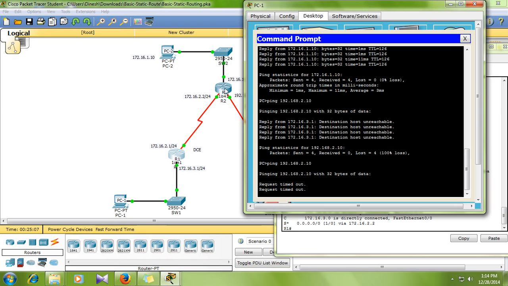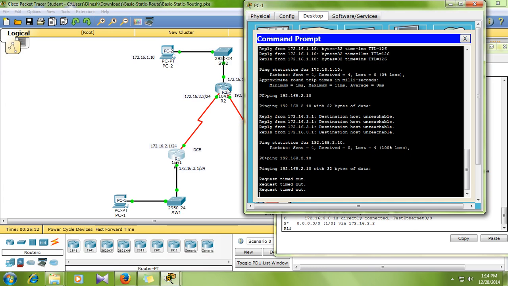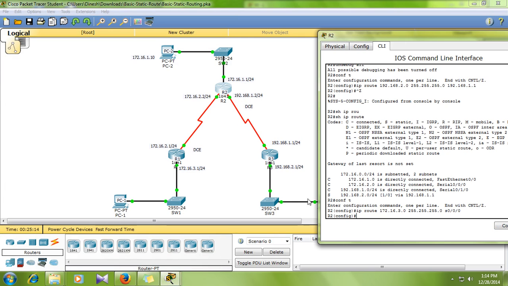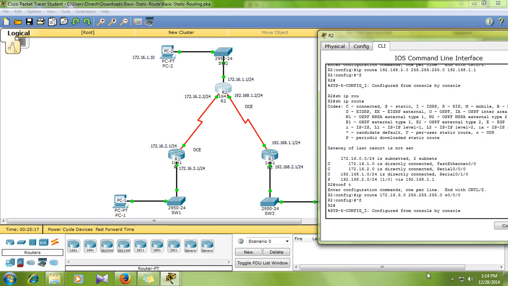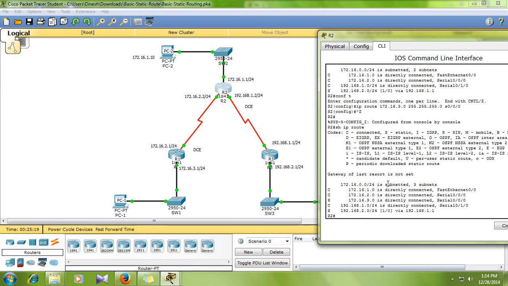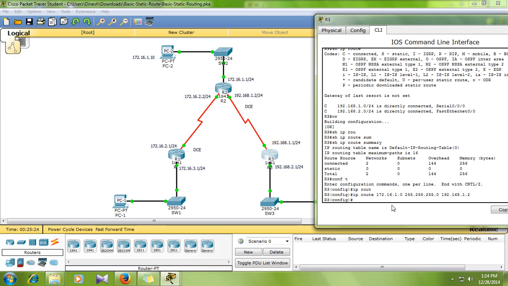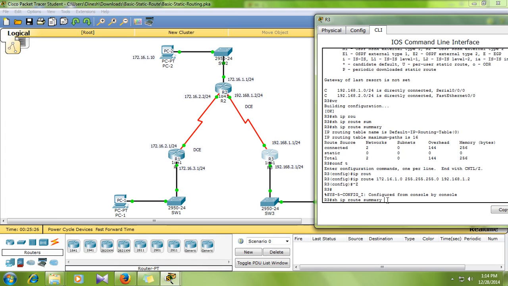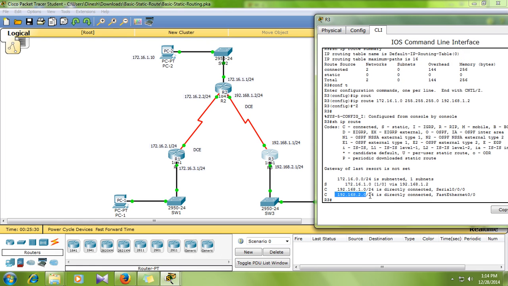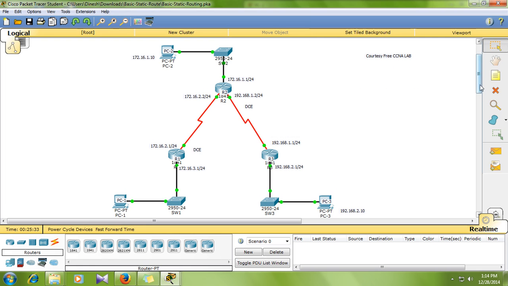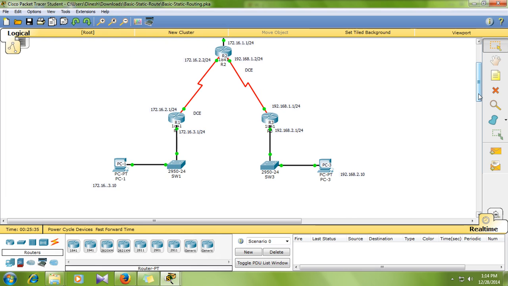R2 receives this one. R2 looks up the routing table to see whether a route is available for 192.168.1.0. Yeah, it's available, so it forwards the packet to 192.168.1.1. R3 receives it, but R3 doesn't know the route to 172.16.3.10, so it won't forward the packet back, as we saw in the start itself. So what we are going to do is configure R3 also.